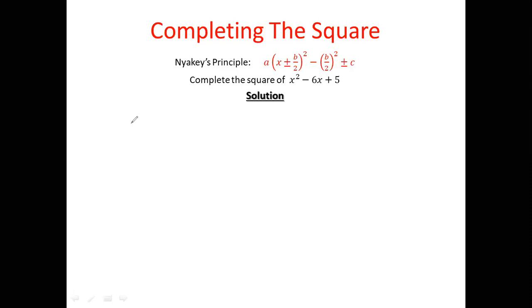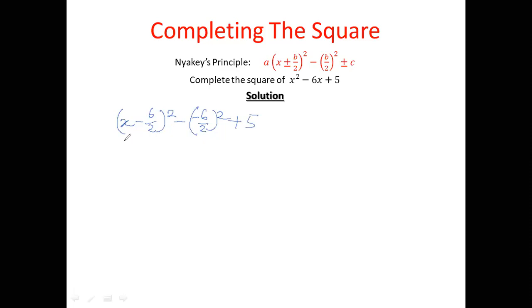So I will indicate my bracket. I put my variable x. I put my minus 6/2 all squared. Then I put minus. I indicate another bracket. Then I put b/2 here. But my b is -6. So divided by 2. I square it. Then I have plus 5 here.